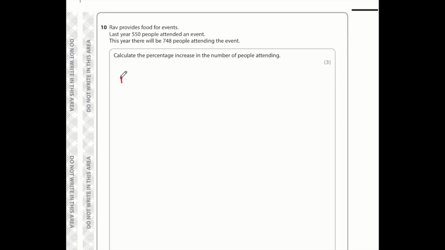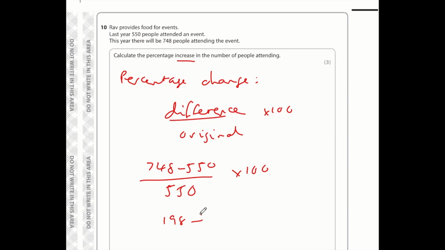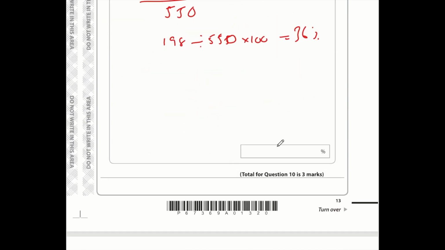To calculate percentage change, and when I say percentage change, that's for increase or decrease, remember the formula, it's the difference divided by the original multiplied by 100. So the calculation is the difference, 748 take away 550, over what it was originally before it increased. So that was going to be the lower value here. Often it's the earlier point in time, so this is last year, which is before this year, times 100. 748 take 550 is 198. So 198 divided by 550 multiplied by 100, that is 36%. There we go, 36.